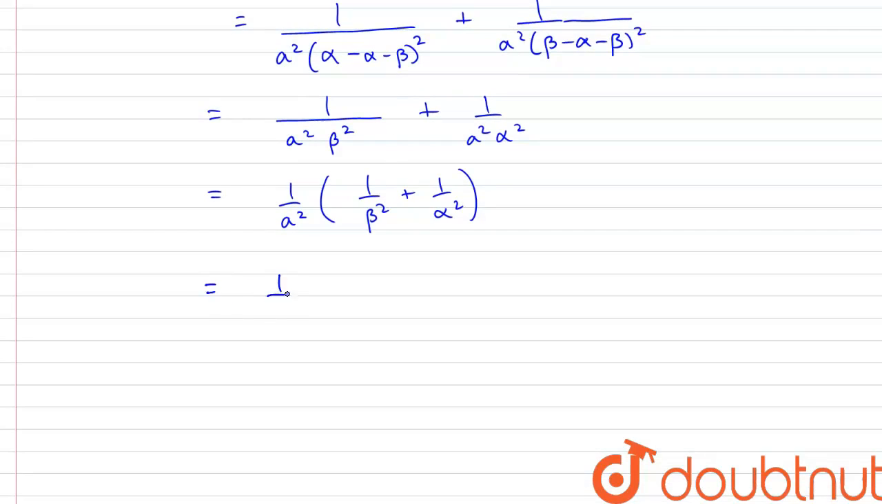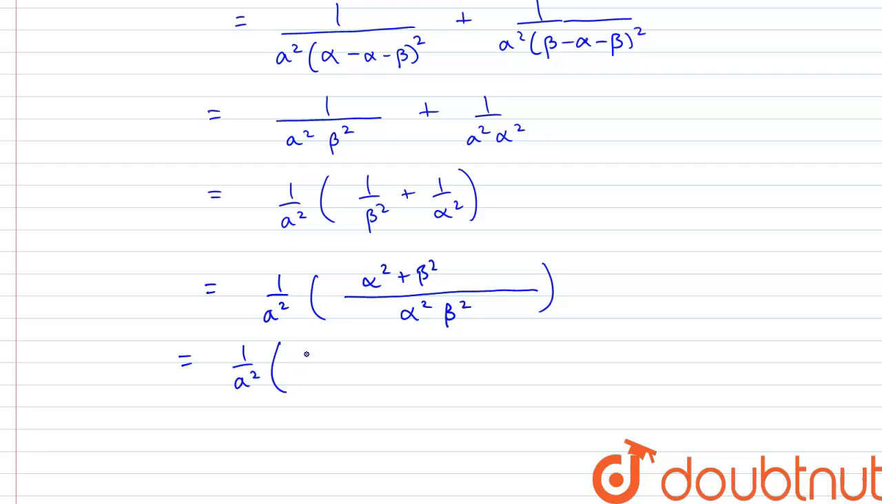Now this is equal to 1 by a squared. We can take the common denominator, alpha squared beta squared. On the numerator we have alpha squared plus beta squared. We can write this as alpha plus beta whole squared minus 2 alpha beta divided by alpha squared into beta squared, because this will produce a plus 2 alpha beta and this will cancel it out.